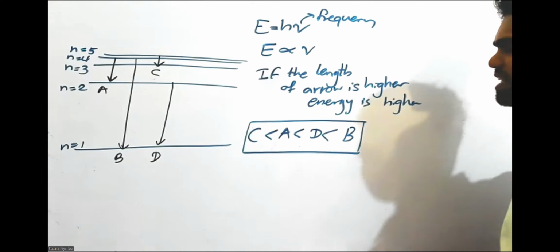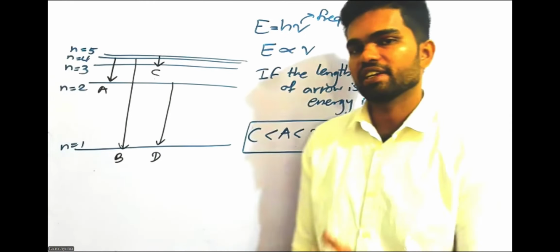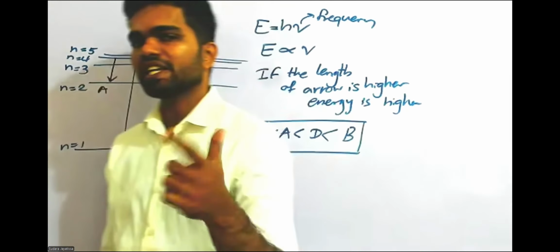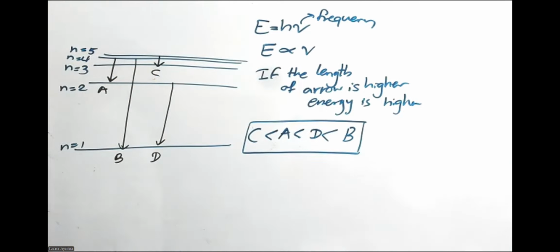So you have to draw the energy levels in this way, then only you will see the proper gap. You know that the energy gap between 1 and 2 is very high. Then the energy gap is gradually decreasing. So that's what happens with the energy levels. It's a very simple one once you draw the diagram. Don't do these questions in other ways. This is the best way.